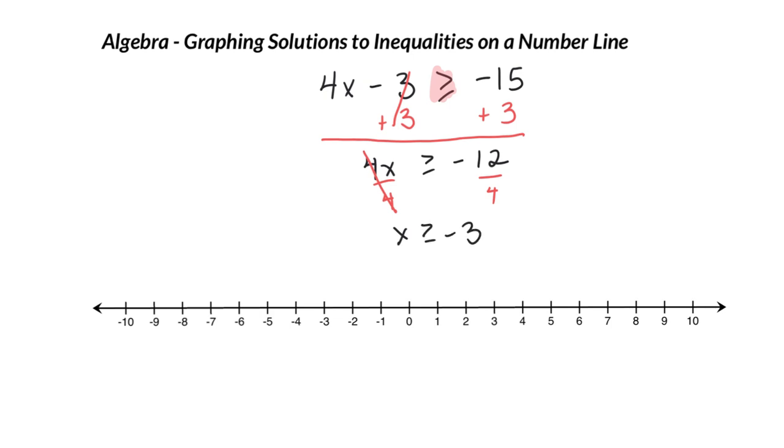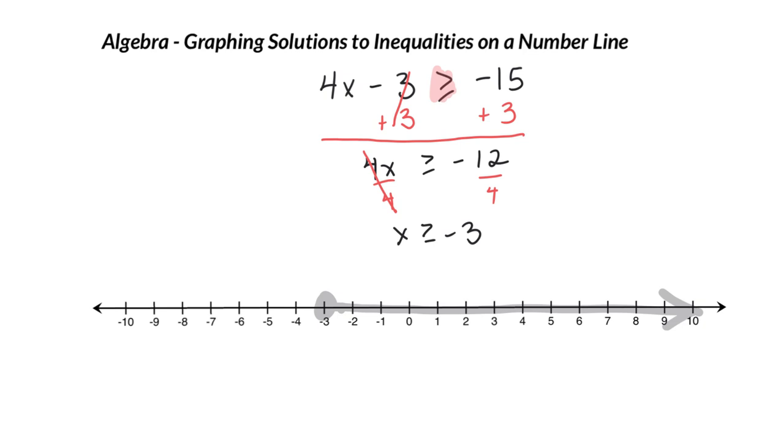Now, because it's a greater than or equal to, we're going to go to negative 3 and we're going to put a filled in circle. So something like that. And then it's all the numbers greater than that, so all of the numbers up here. And this is the entire solution set that will work.